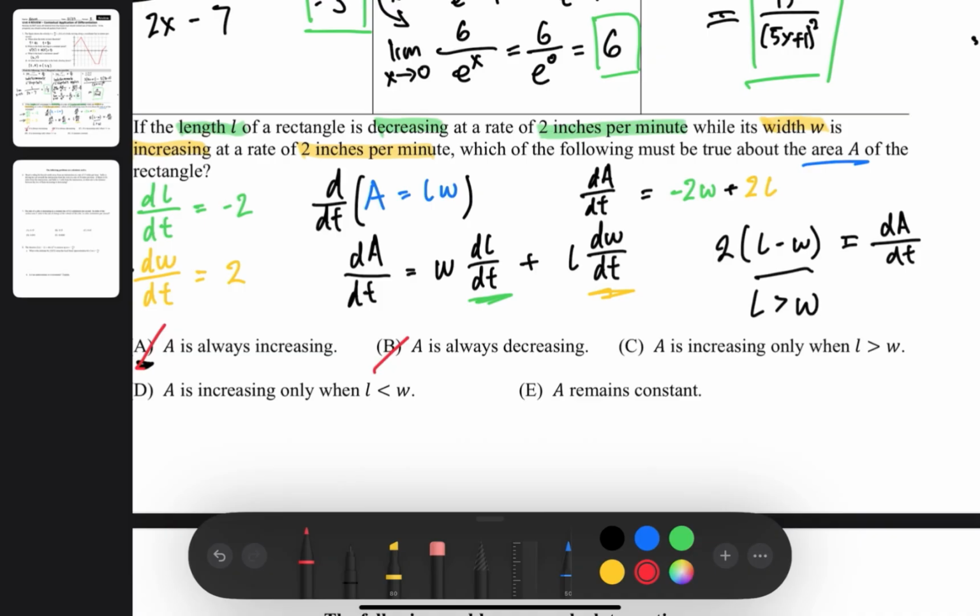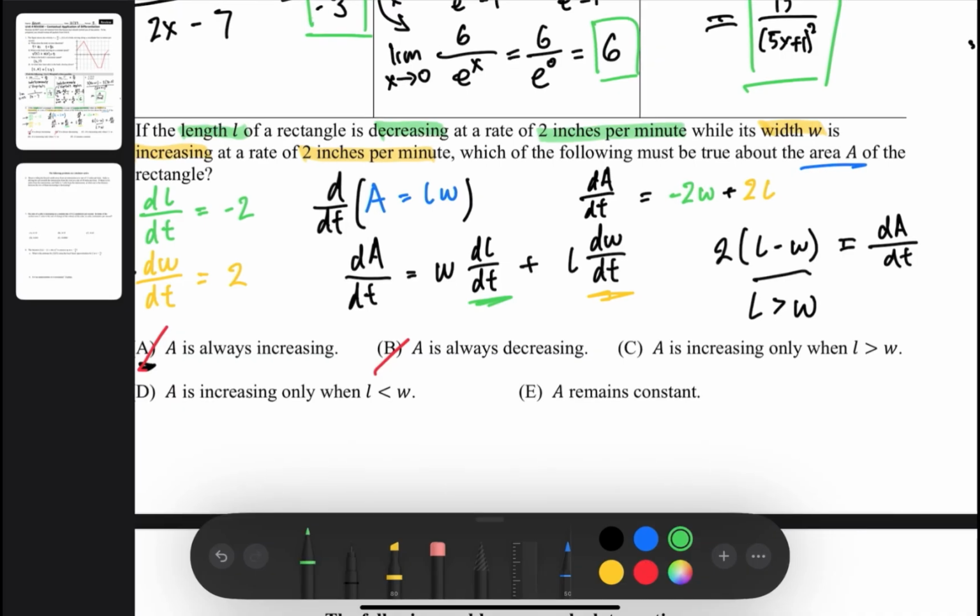Option C, area is increasing only when L is bigger than W, that's our answer, right? As I said before, if L is bigger than W, then it's increasing. So C is our answer.